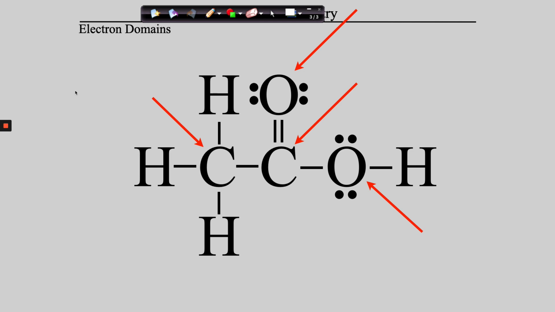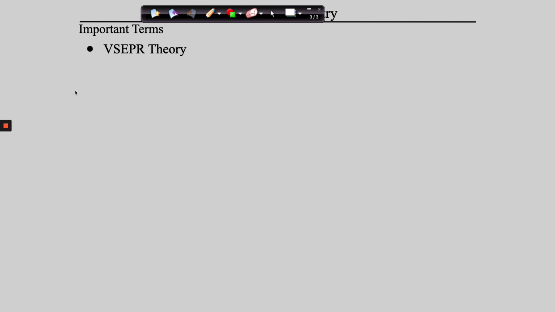All right. So guys, now that we know what domains are, we're ready to move on to idea number 2, and it's this. It's called the VSEPR Theory. And guys, not surprisingly, VSEPR is an acronym, and it actually stands for this. It is the valence shell electron pair repulsion theory.